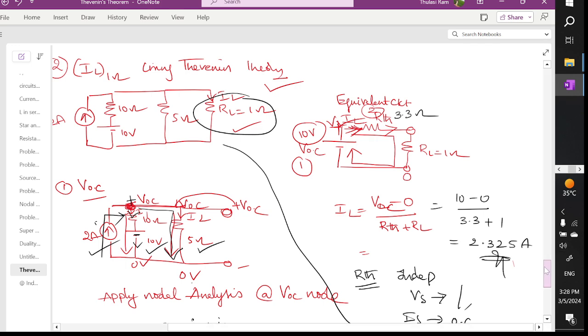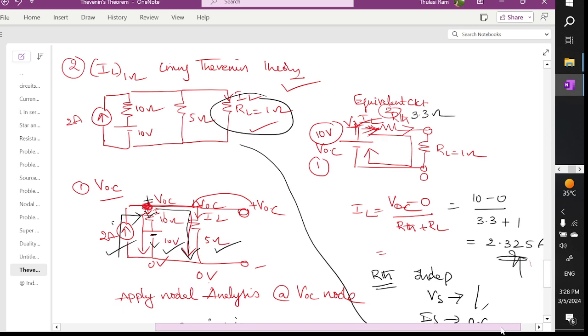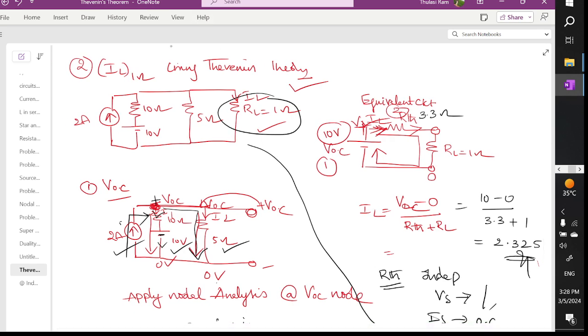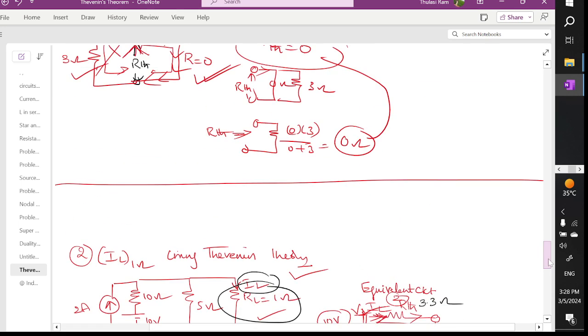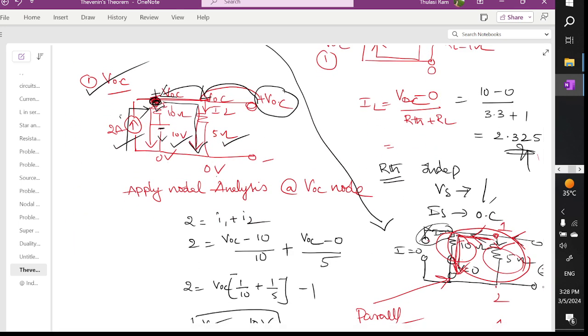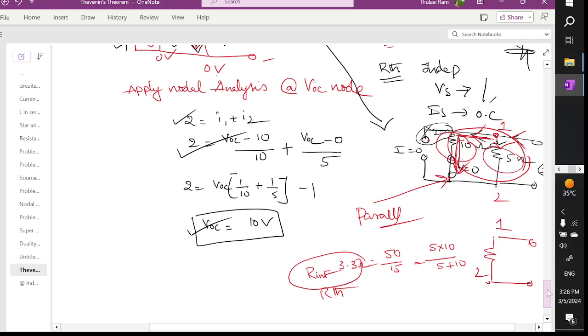Let's recall the problem, for those who are unable to understand. See here, this is the problem given, and we want to find the current in this branch. The first step is to remove the load and find the open circuit voltage. The voltage at this point and the voltage at this point are both the same, and to this node we are going to apply nodal analysis. When you apply nodal analysis, one current is entering. What is the entering current? 2 amperes is entering, and the leaving currents are I1 and I2. How to express? (VOC minus 10) by 10, (VOC minus 0) by 5. From this step you can calculate the VOC value.